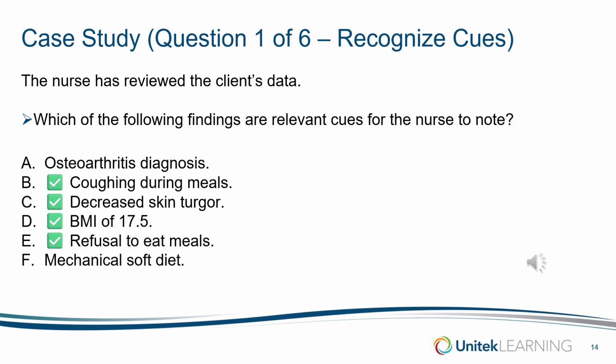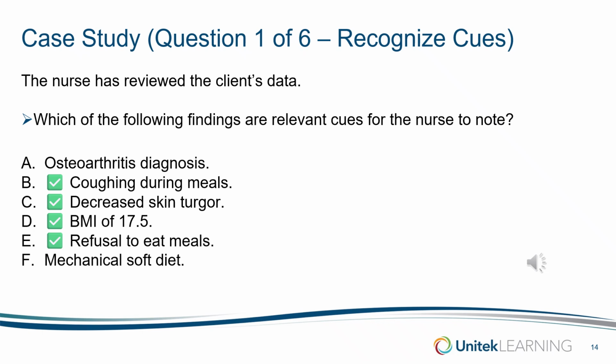Let's review those answers. The relevant cues in this particular case scenario are coughing during meals, decreased skin turgor, BMI of 17.5, and refusal to eat meals. Let's look at each one in depth. Coughing during meals suggests impaired swallowing or aspiration risk. This is a safety concern and takes priority.